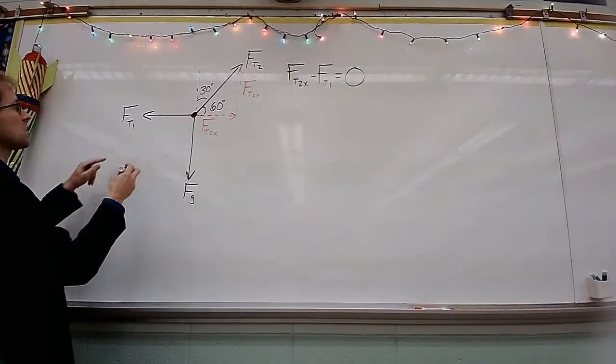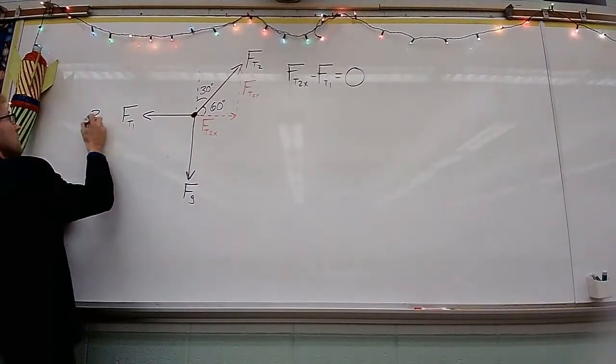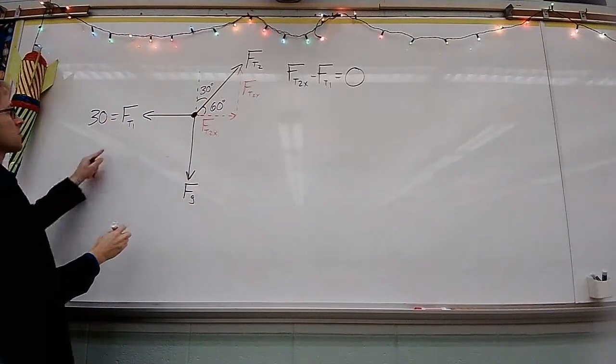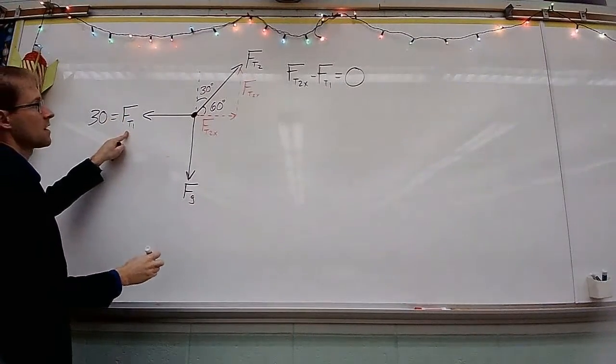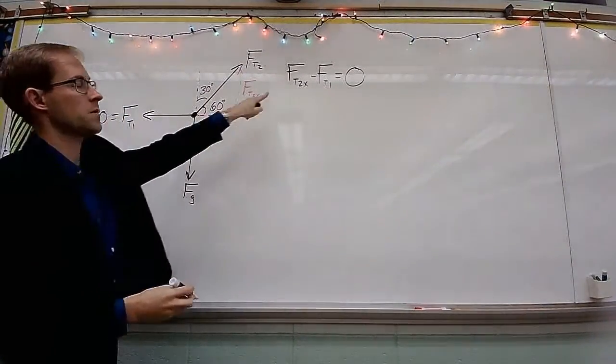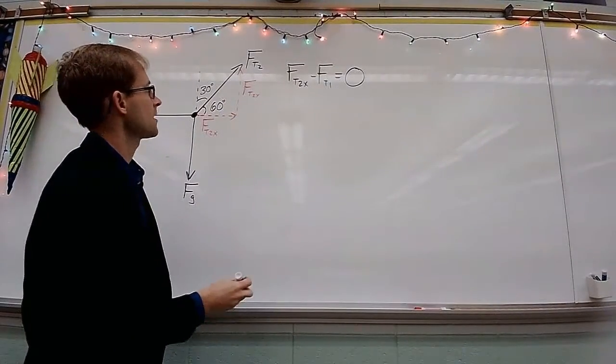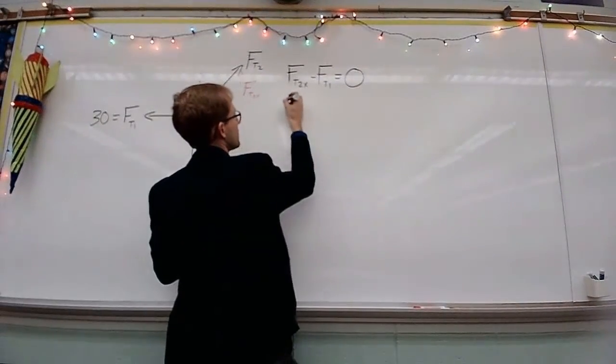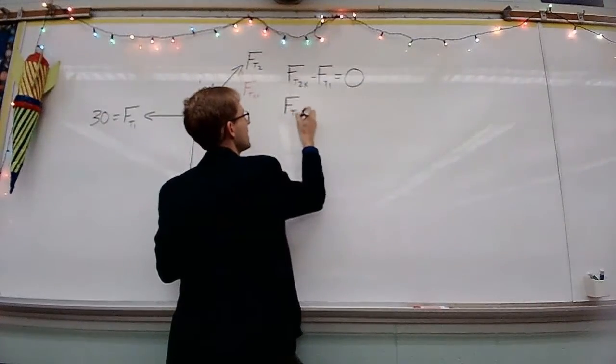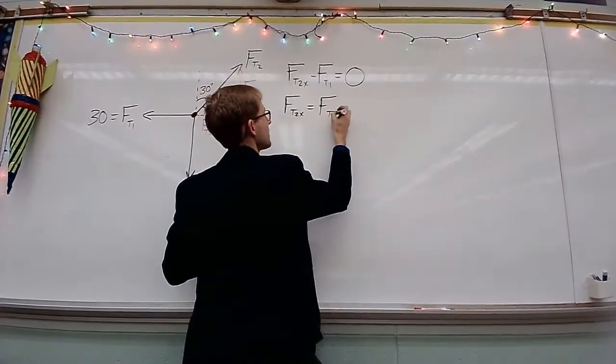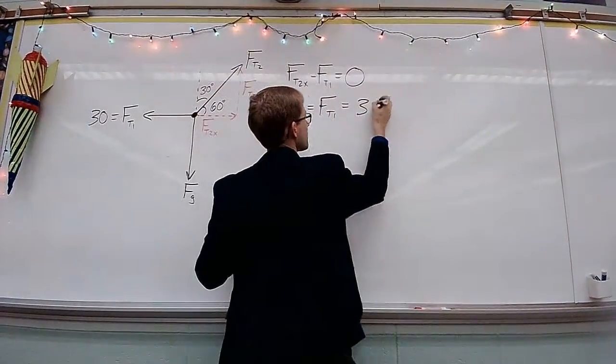I know FT1 is equal to 30. 30 newtons is equal to tension 1. So, from the equation that we just wrote, you can see that tension 2 in the x direction is going to be equal to tension 1, which is 30 newtons.